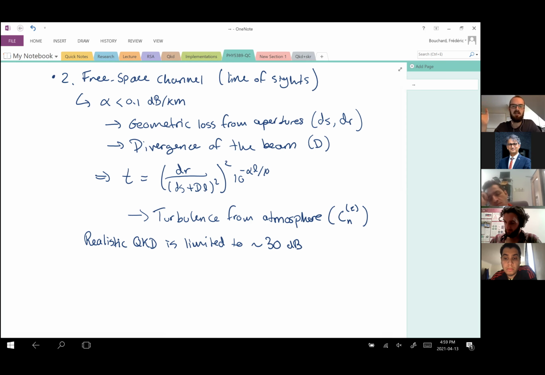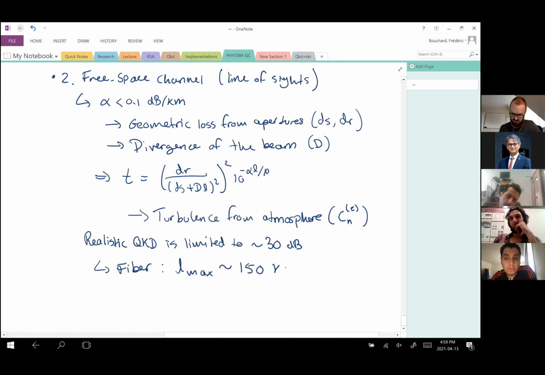So in fibers, that means you're limited to a distance of something like 150 kilometers. That's not really long, actually. If you want to establish a QKD link in a city, that's fine. You can use fibers. But if you want to establish, let's say, a QKD link between Ottawa and Washington, if you want the prime minister and the president to have some secret key, that's too long. So you cannot use fiber. You cannot use free space, line of sight.